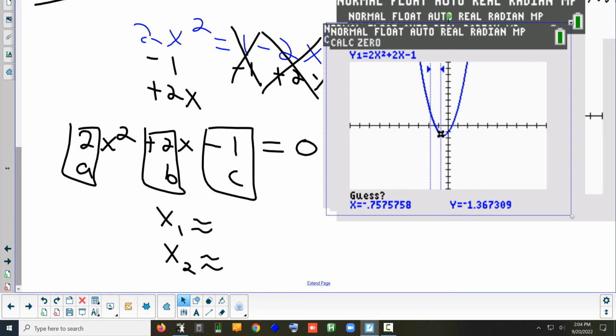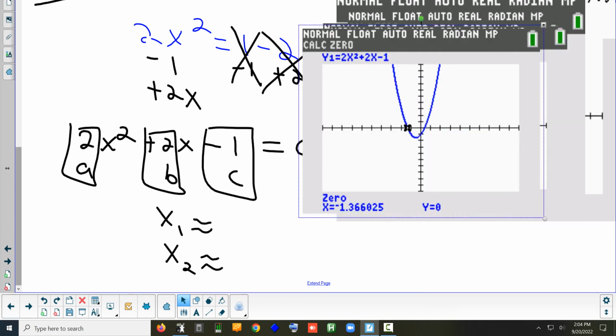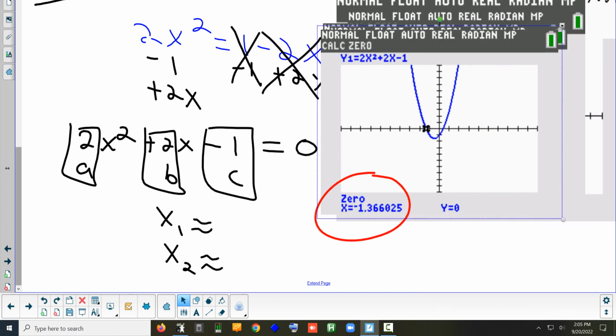The guess doesn't really matter. You can move the guess close to where you think it is, but in this case it doesn't really matter. Hit enter, and it tells me that's one of the answers. You should have gotten a zero at negative 1.37.